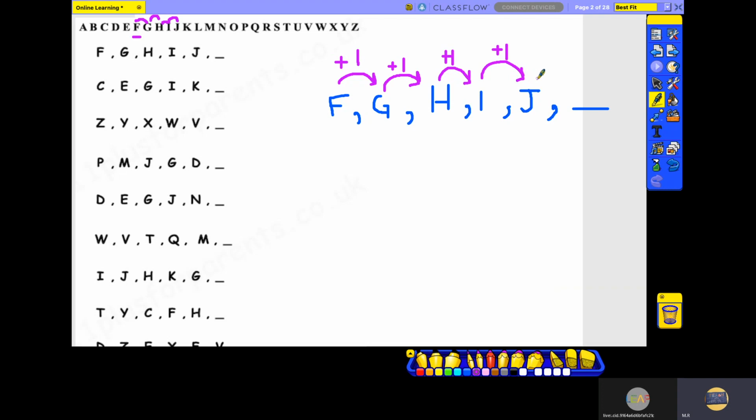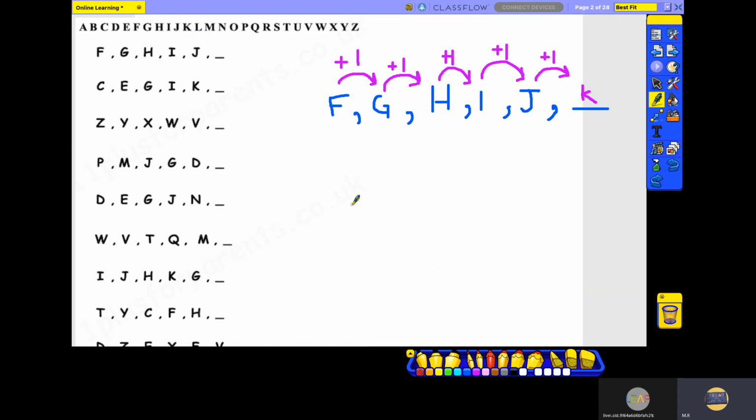Because they all are +1, therefore for the missing letter, you would have the same pattern, which follows +1. So from J, you +1, and it lands on K. Therefore, our missing letter is K in this case. All right, let's have a look at another example.